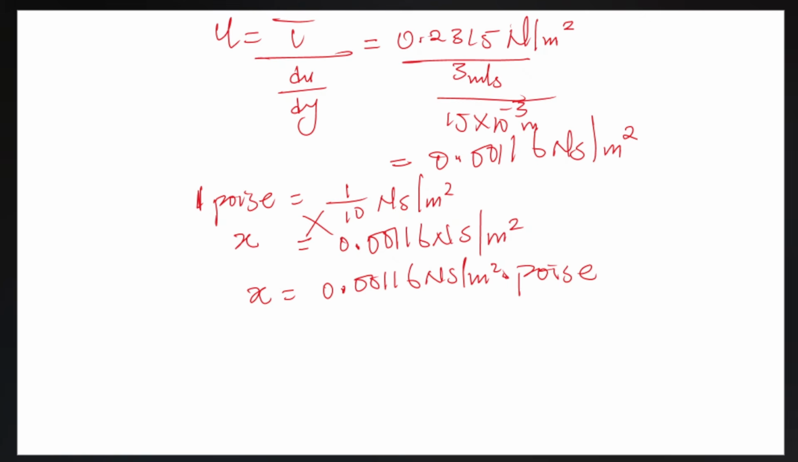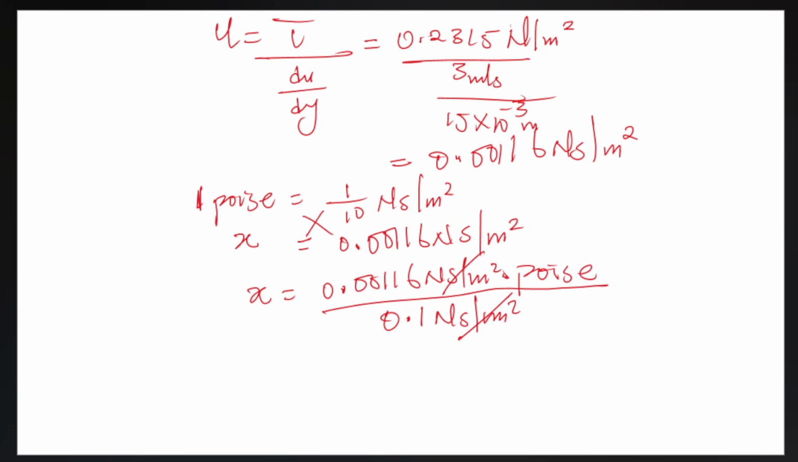Now remember, if X is multiplying this, you'll be left with X and this. So to make X the subject, you divide both sides by 1 divided by 10, which is 0.1. So this will be 0.1 Newton seconds per meter square. Now Newton seconds per meter square cancels out, and you're left with poise.